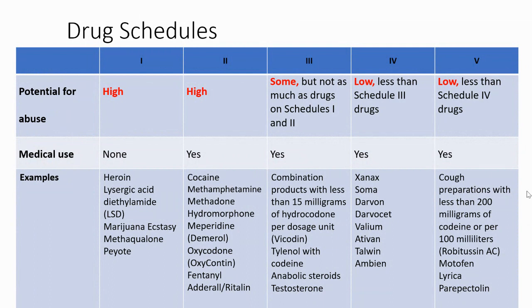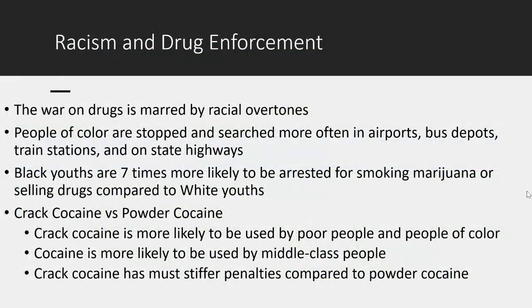Then you have Schedule 3, where there's some potential for abuse. There's medicinal use, and you can see some of the examples here. Schedule 4 is low potential for abuse. It's less than Schedule 3. Medicinal use, you have Xanax, Darvocet, Valium, etc. And then Schedule 5 is low potential for abuse. It's less than Schedule 4. Yes, there's medicinal use. And here's where you see cough medicine with codeine, like Robitussin AC. So as you can see, those are the least risky.